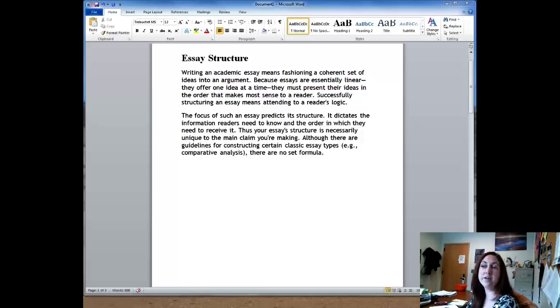They must present their ideas in the order that makes most sense to the reader. Successfully structuring an essay means attending to a reader's logic. The focus of such an essay predicts its structure. It dictates the information readers need to know and the order in which they need to receive it. Thus, your essay structure is necessarily unique to the main claim you're making. Although there are guidelines for constructing certain classic essay types, there is no set formula. So I just really wanted to emphasize that aspect of it.